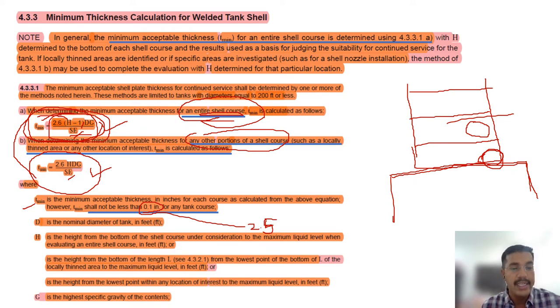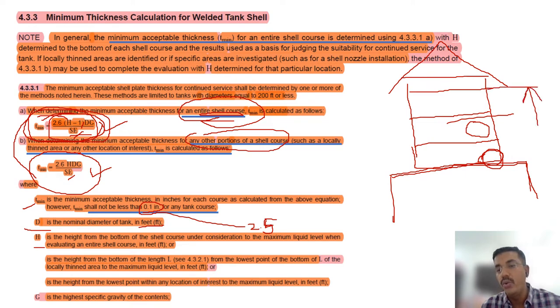D is the nominal diameter of the tank in feet. H is the height from the bottom of the shell course under consideration to the maximum liquid level, when evaluating the entire shell course, in feet. If the tank is here and the design level is here, then you have to calculate this one. You should not go to this height.